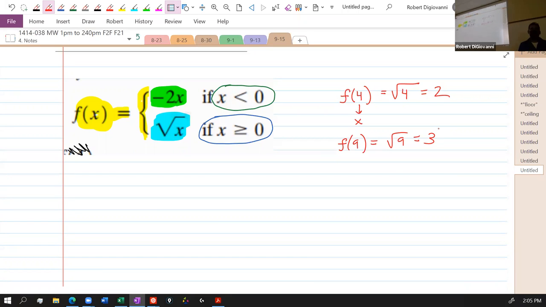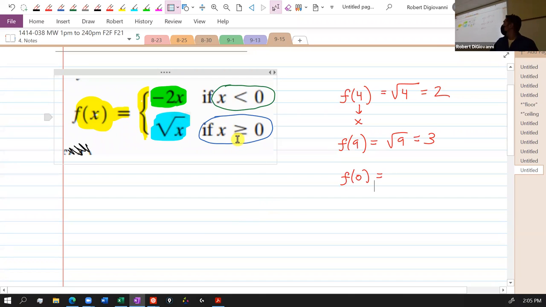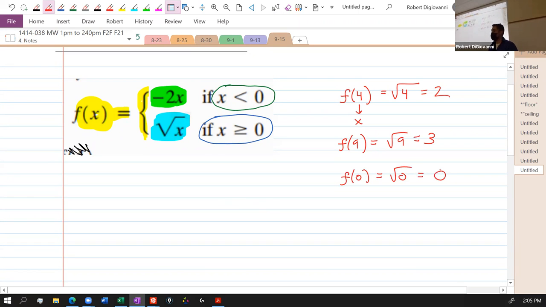Okay, how about f of 0? The bottom function. Why the bottom one? Because that little bar, right? That little bar underneath that tells us this is the one we use when it's equal. So what would it be? Square root of zero, which is zero, right?